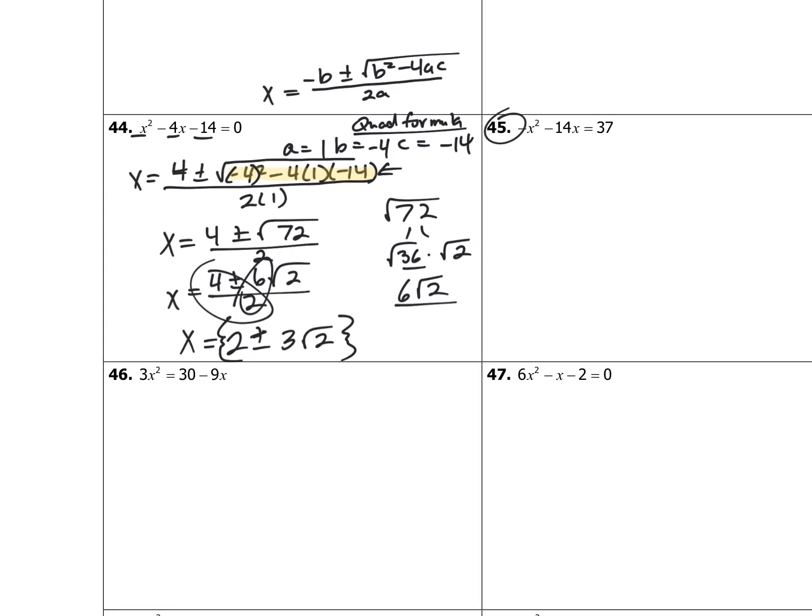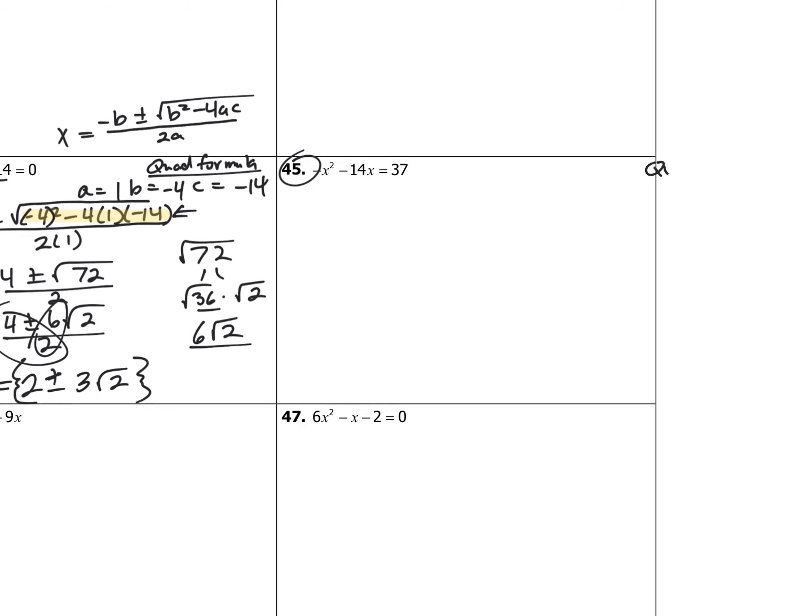All right, 45 is also the quadratic formula, and you will have to simplify an irrational solution. Over here, it's going to be the square root of 48, which can be simplified into the square root of 16 times the square root of 3, or 4 times the square root of 3. So you can use that. You're welcome.